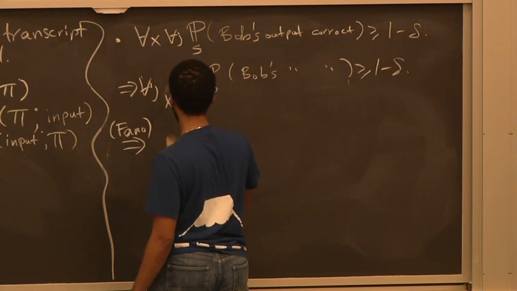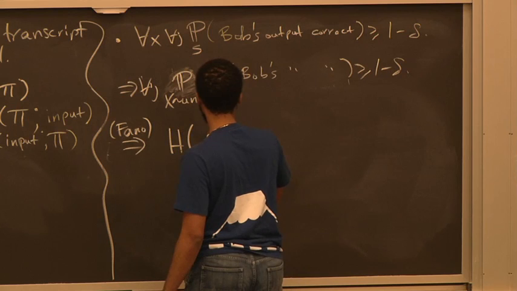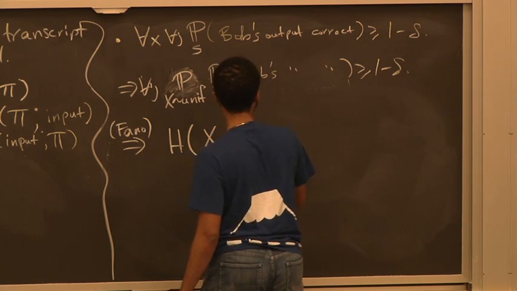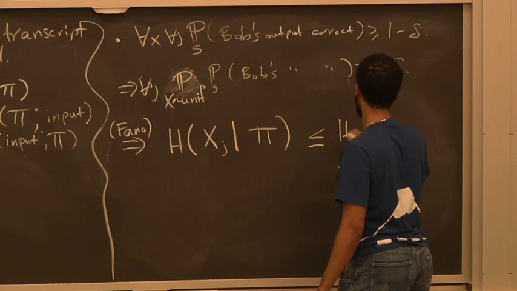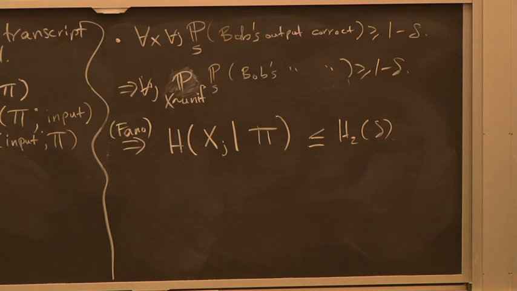the conditional entropy of xj, given the transcript, is at most h2 delta. Right?